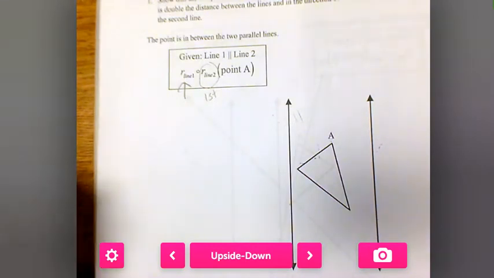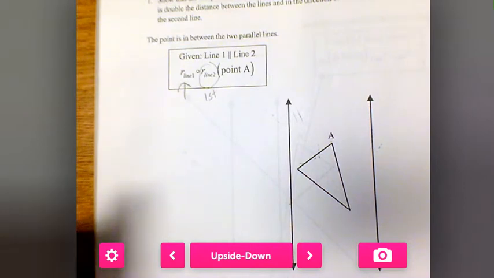Everybody should have this review in front of them, ready to go, focused and paying attention. Quiz tomorrow.